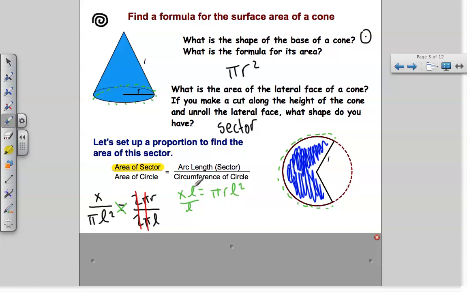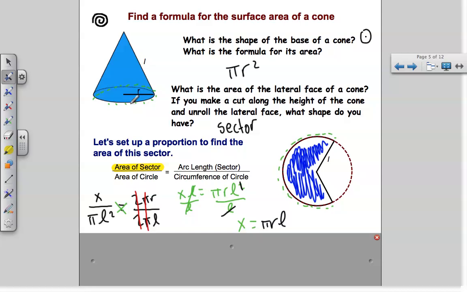And then, to get x alone, divide by L. It looks like the area of the sector is pi r L, because the L would cancel out the fact that it was L squared, and it would just be pi r L. So the lateral area, the area of this rounded surface of a cone, is pi r L.